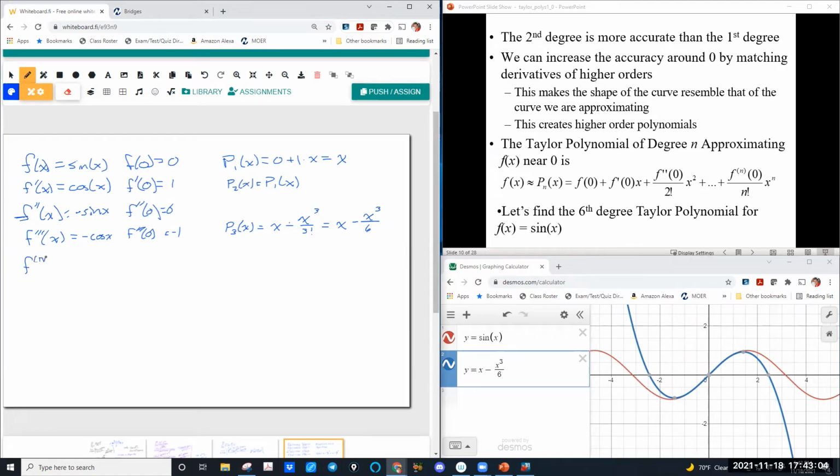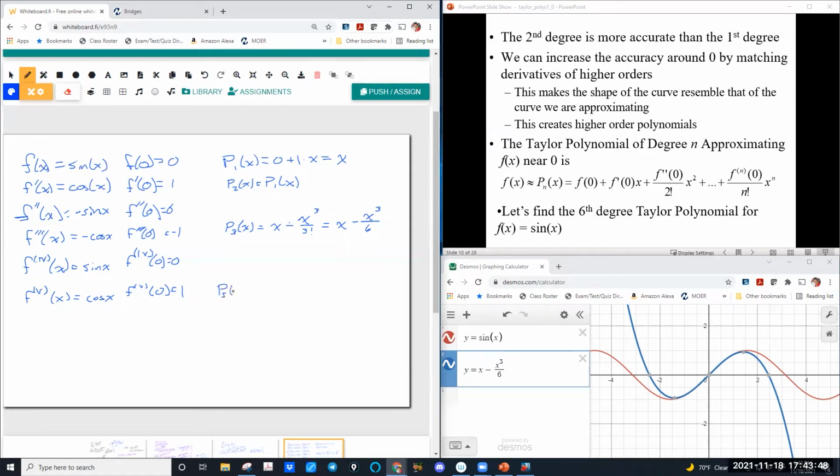Now, something you're going to notice pattern-wise is every time we take an even derivative, we get either sine or negative sine, which at 0 is 0. So the fourth degree is the same as the third degree. So we're going to go to the fifth degree, which again brings us back to cosine. And at this point, what's really nice is if we're going to keep going by hand, we see a pattern forming, right? 0, 1, 0, negative, 0, 1, 0, negative, 0, 1, 0, negative.